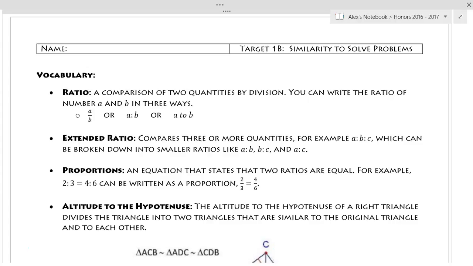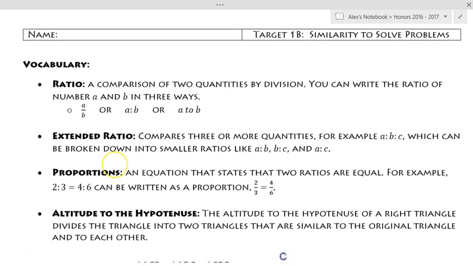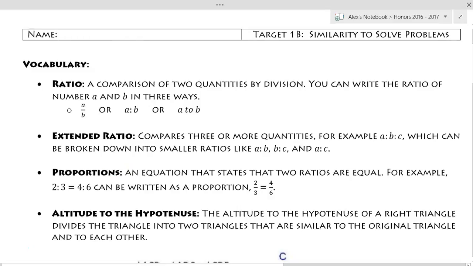A ratio is a comparison of two quantities by division. This is important. This is like our scale factor, right? Our scale factor was a ratio. And we can write it in a number of ways. You can write it as a fraction. Remember, a fraction bar means division. So that's A over B. Or A with a colon B, and it's pronounced A to B. Or just writing A to B. Those are all the ways to really write a ratio.